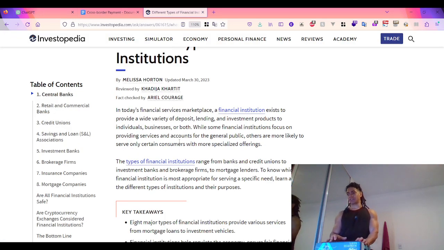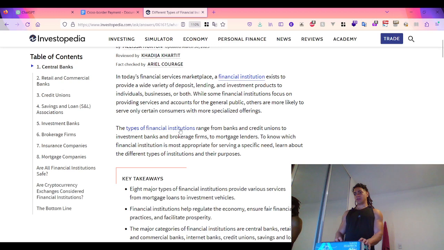While some financial institutions focus on providing service and accounts for the general public, others are more likely to serve only certain customers or consumers with more specialized offerings. The types of financial institutions range from banks and credit unions to investment banks and brokerage firms to mortgage lenders.